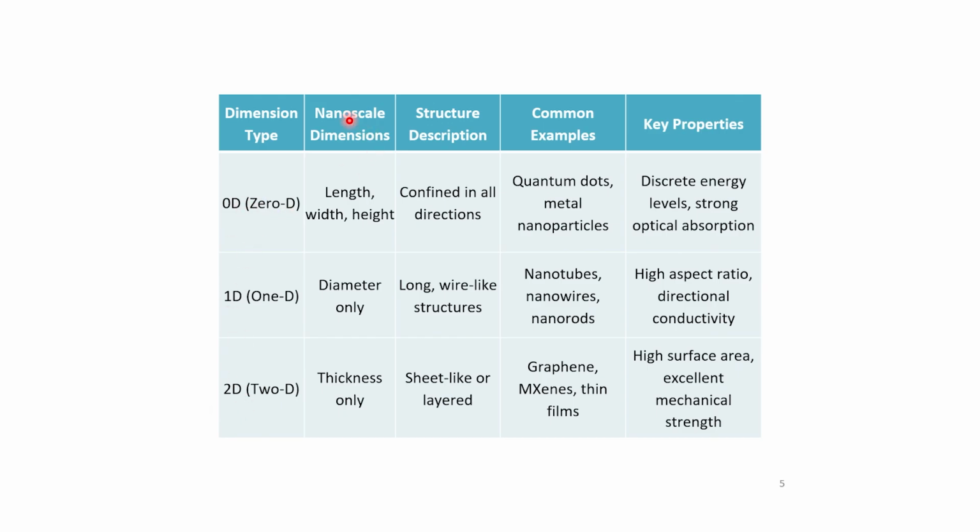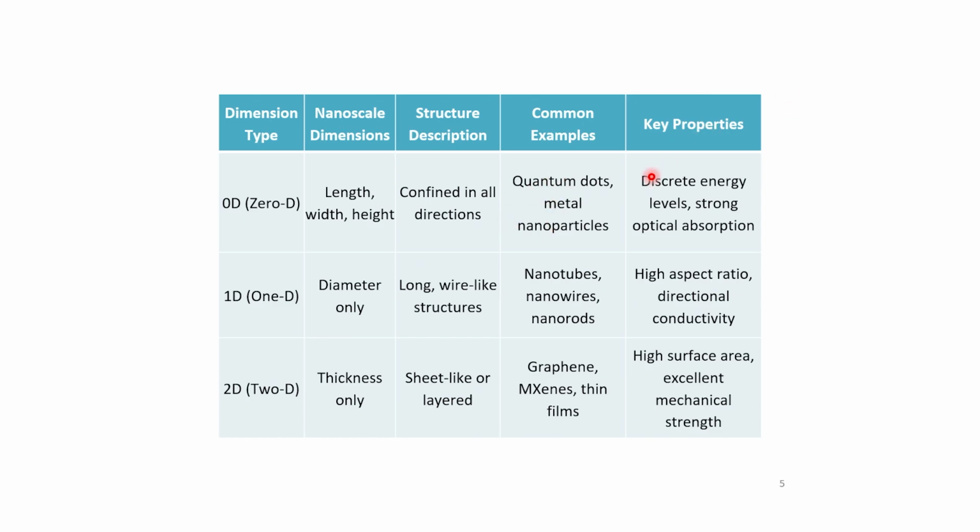0D materials, basically the nanoscale dimensions are length, width and height. So the length is 0-dimensional, width is 0-dimensional and height is 0-dimensional. Then the structure description: it is confined in all directions. So it is confined along the length, along the width, along the height. As the name suggests, it is 0-dimensional. So it has no dimension in any direction.